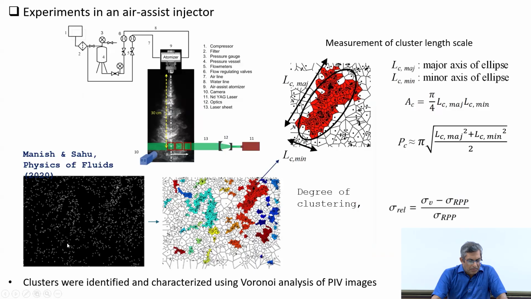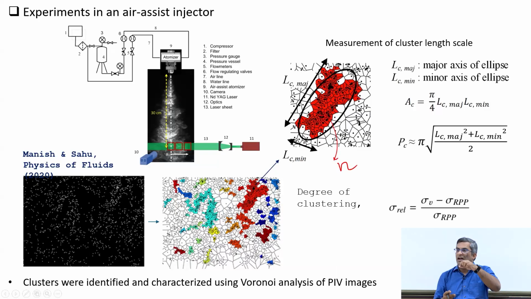So the particle image velocimetry images of the spray droplets were captured, and the Voronoi analysis was used to identify and characterize individual particle clusters. As you can see in this image, this technique provides us individual particle clusters, and once we identify individual clusters, we can find the geometric parameters, for example area, length scale, perimeter, and also we can calculate the local particle number density.